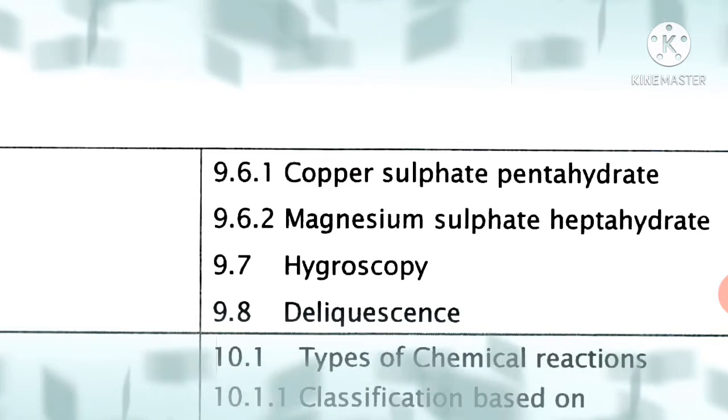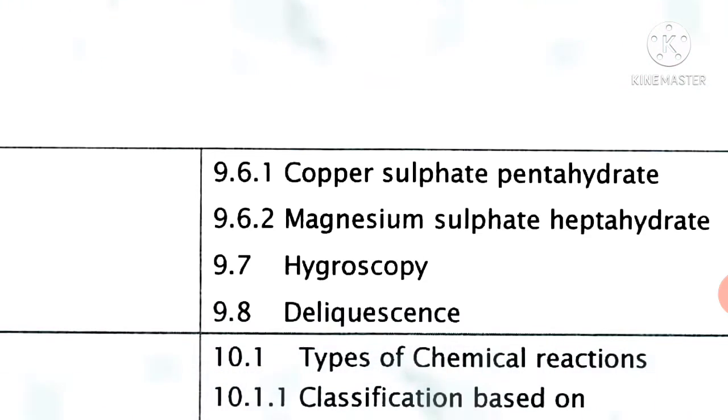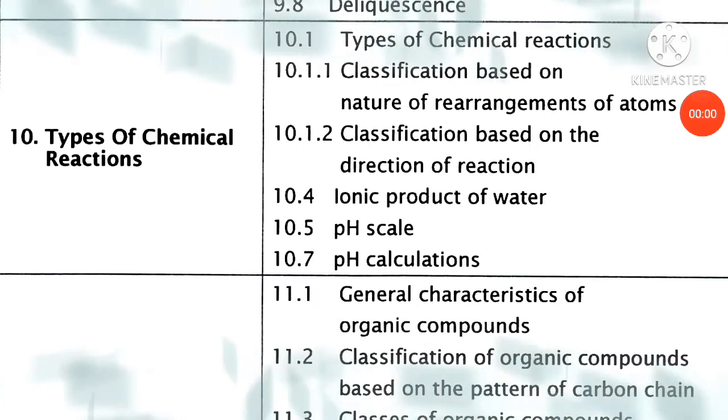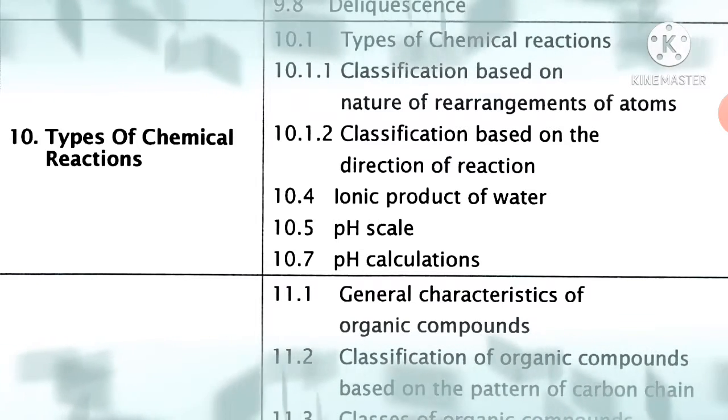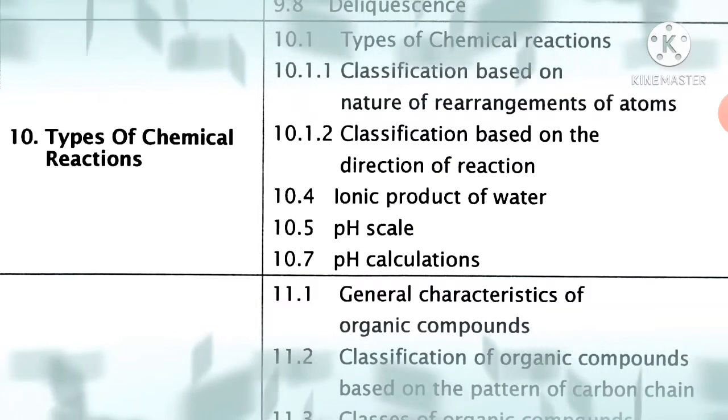9.7 Hygroscopy. 9.8 Deliquescence. Unit 10 Types of chemical reactions. 10.1 Types of chemical reactions. 10.1.1 Classification based on nature of rearrangements of atoms. 10.1.2 Classification based on the direction of reaction.